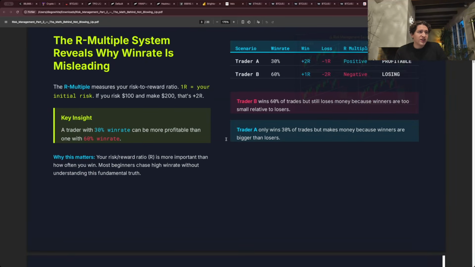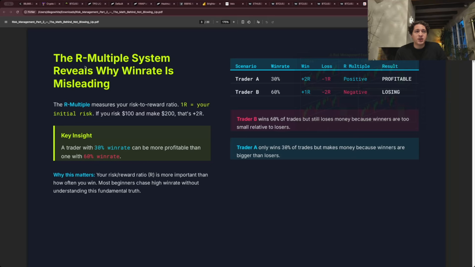So the first thing that is important is that the R multiple system reveals why win rate is misleading. Some people will say, yes, I have a 90% win rate, but even if you have a 90% win rate, if the 10% losses you take are insanely big, you're not profitable, okay? The win rate doesn't mean anything if you don't have a system with a measured risk, okay? So for example, this is why we use 1R, 2R, and we calculate the risk instead of calculating in dollars or just in percentage.